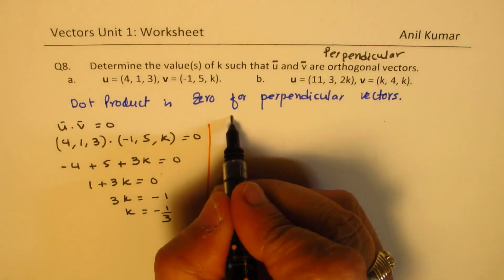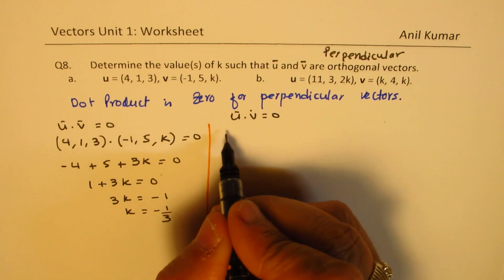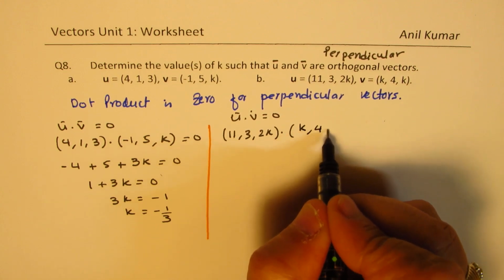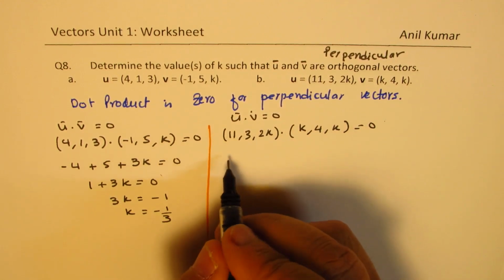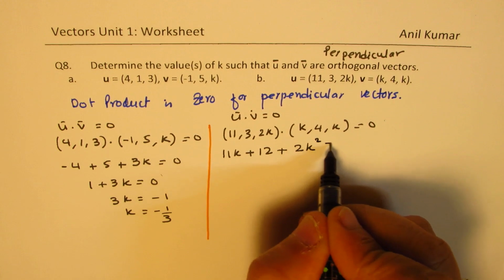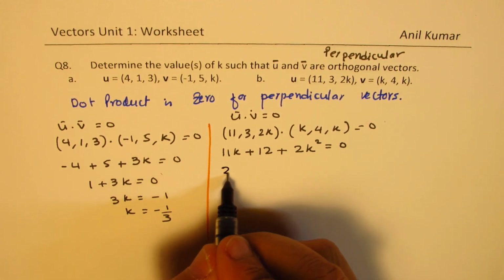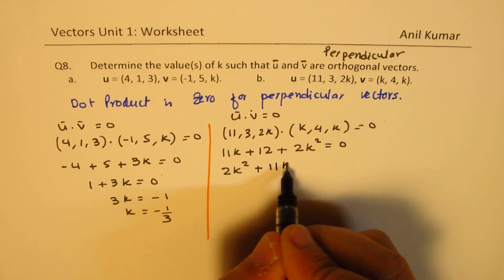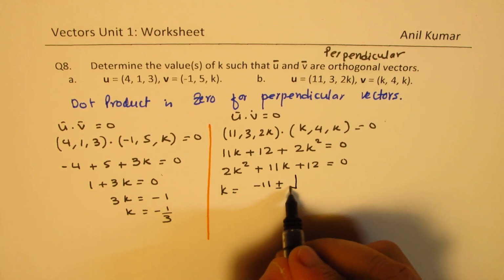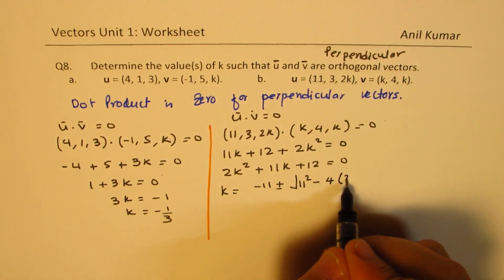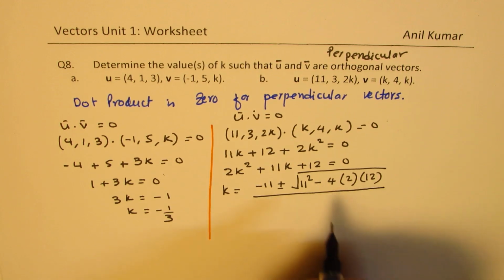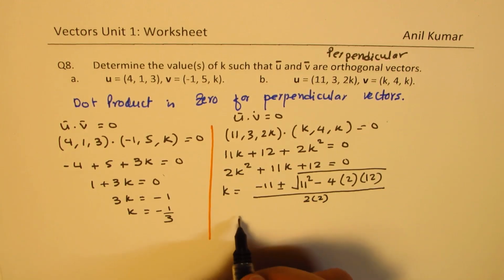let's again do the same thing. U dot v equals to 0. We have 11, 3, 2k dot k, 4, k. So that's a quadratic equation equals to 0. So we have 11k plus 4 times 3 is 12 plus 2k square equals to 0. Okay, let's rewrite this. So we have 2k square plus 11k plus 12 equals to 0. We'll use the quadratic formula, minus 11 plus minus square root of 11 square minus 4 times 2 times 12. So that's a quadratic formula, right? Minus b plus minus square root of b square minus 4ac divided by 2a. And let's calculate this value.